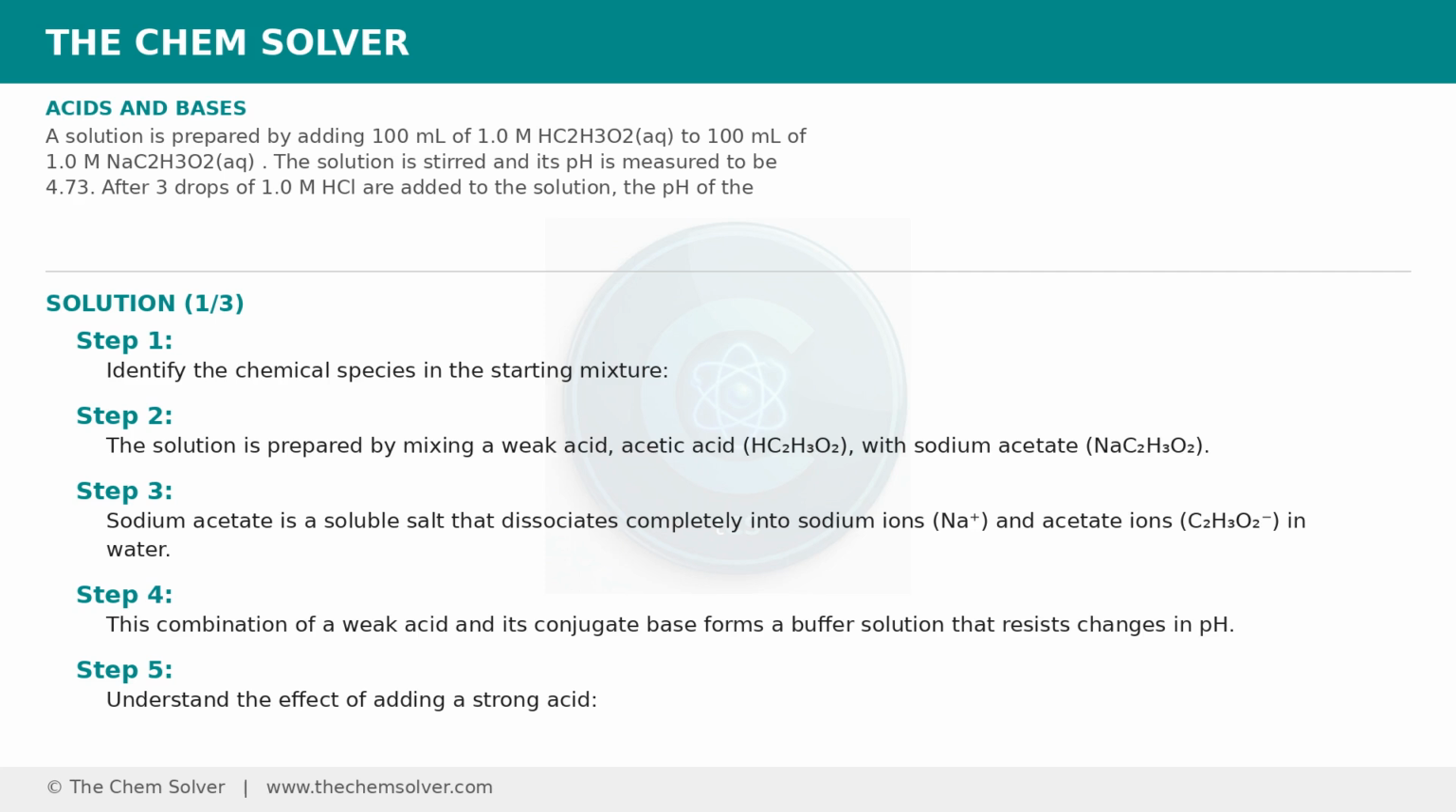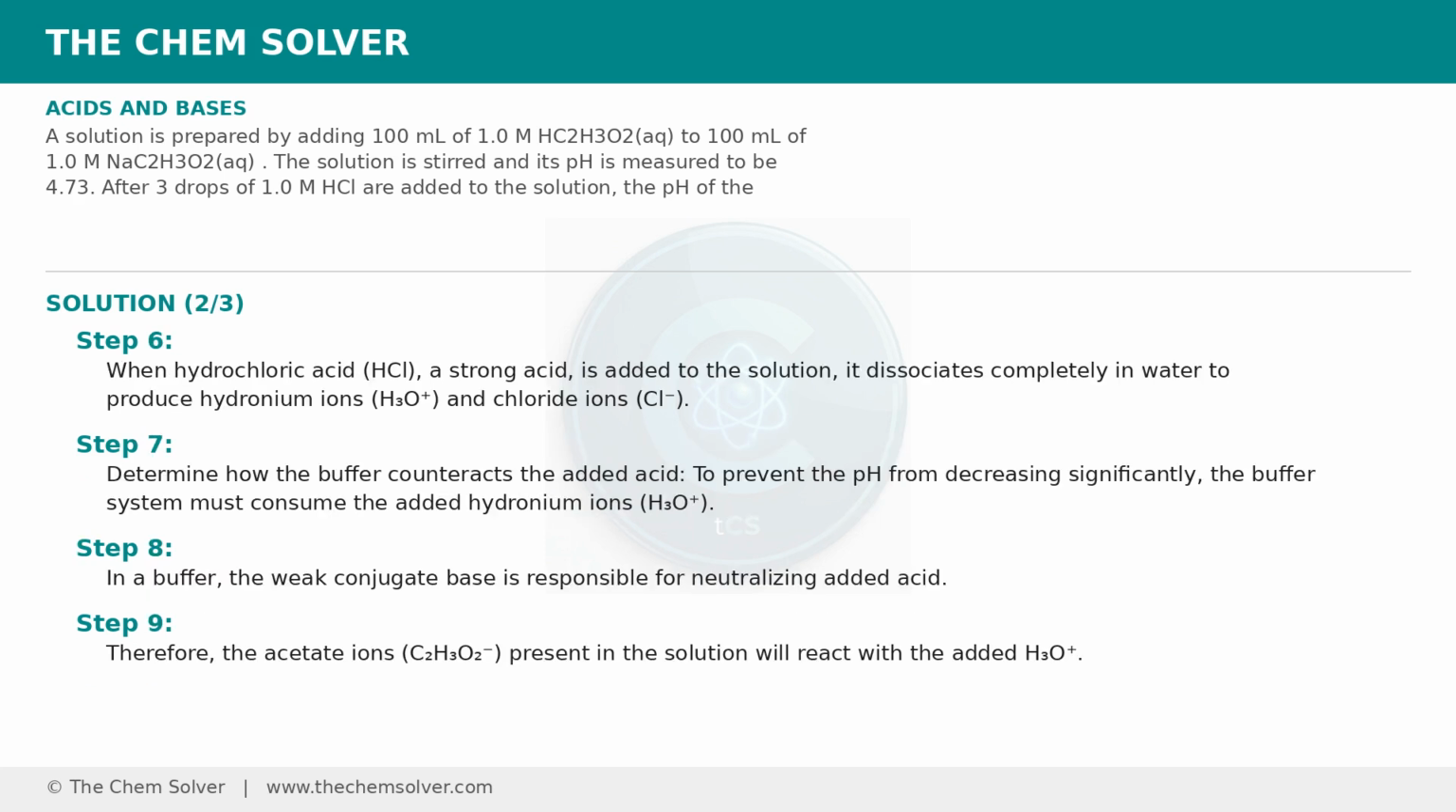Understand the effect of adding a strong acid. When hydrochloric acid, HCl, a strong acid, is added to the solution, it dissociates completely in water to produce hydronium ions, H3O+, and chloride ions, Cl-.